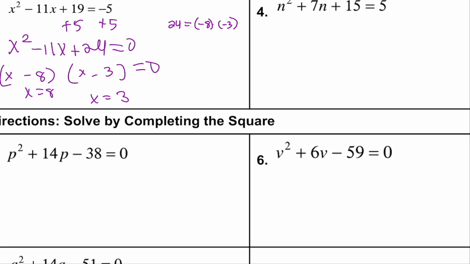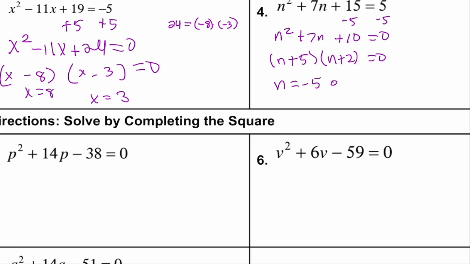So again, for number 4, you have to subtract 5 from both sides. Then ask yourself, what are the factors of 10 that add up to 7? You only have so many choices for 10. 10 and 1 add up to 11, but 5 times 2 does add up to 7. So that would be plus 5 and plus 2. Now remember, our solutions end up flipping signs. So we get a value of negative 5 or negative 2.